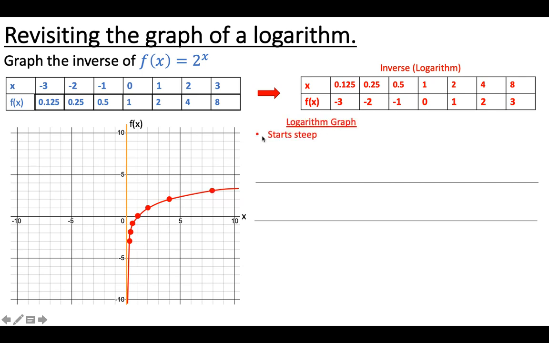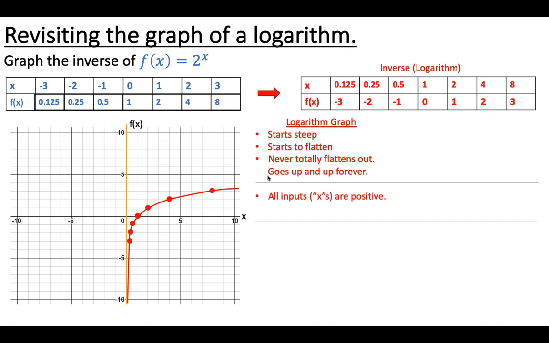Okay, the logarithm graph starts steep. It's going up really fast at the beginning, and then it starts to flatten, right? That's what we're seeing. It's getting more flat. But something very important is that it never totally flattens out. It goes up and up and up forever. The farther you go, the slower it's going.